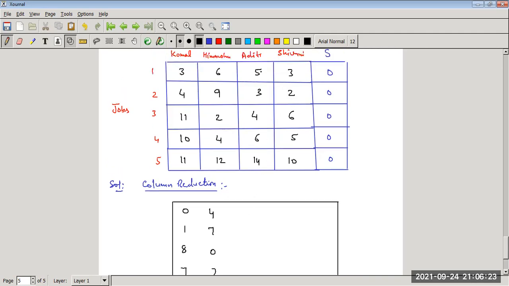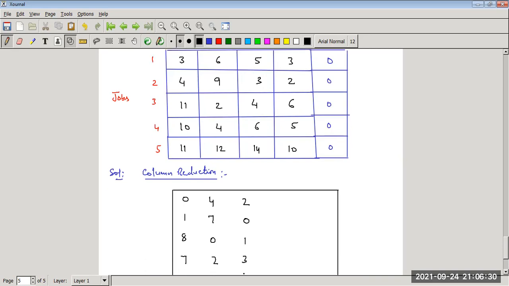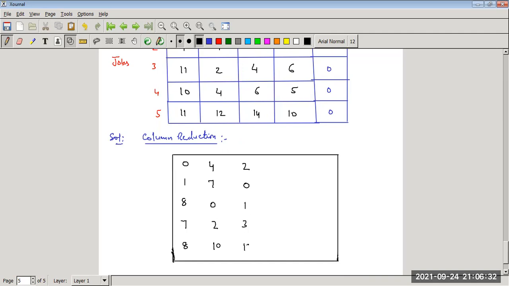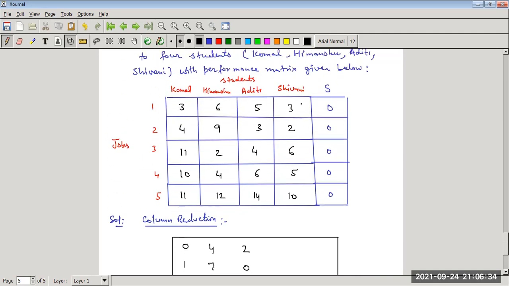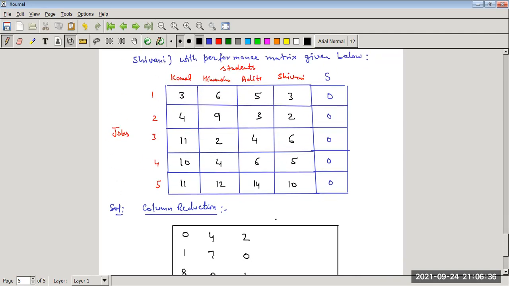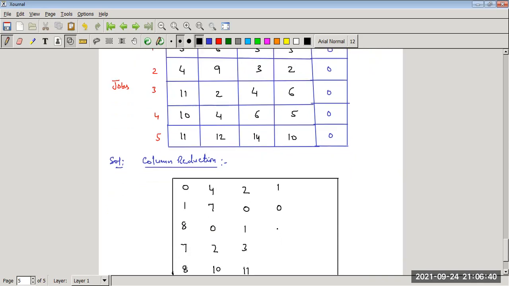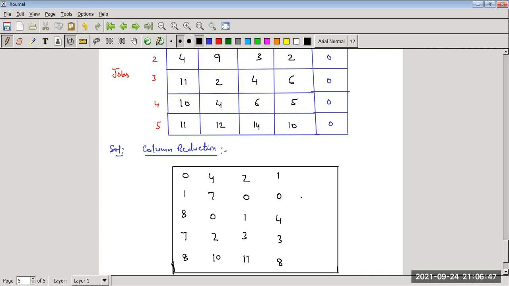In the third column, 3 is the minimum, so it becomes 2, 0, 1, 3, and 11. In the fourth column, 2 is the minimum. So 3 minus 2 is 1, 2 minus 2 is 0, 6 minus 2 is 4, 5 minus 2 is 3, and 10 minus 2 is 8. In the fifth, because every element is 0, we put 0, 0.